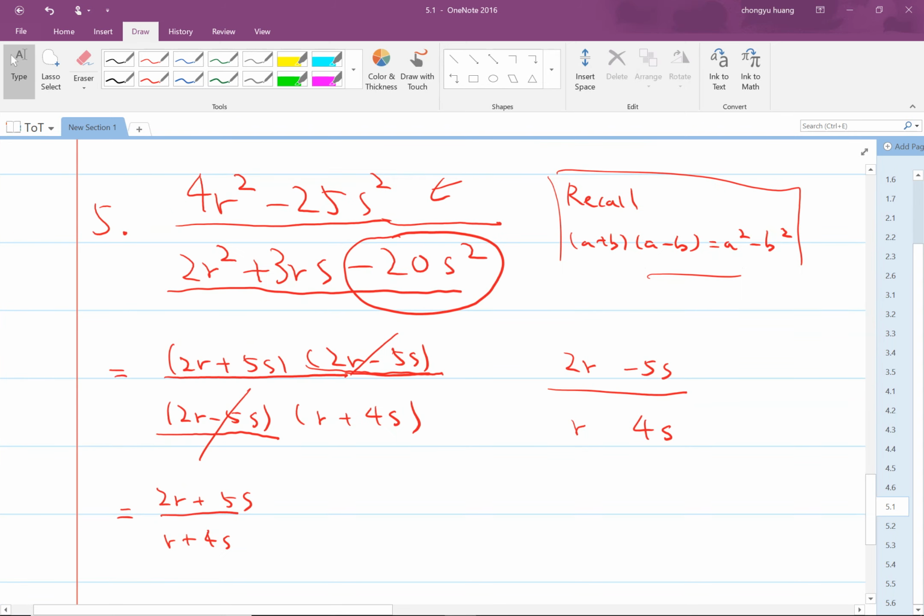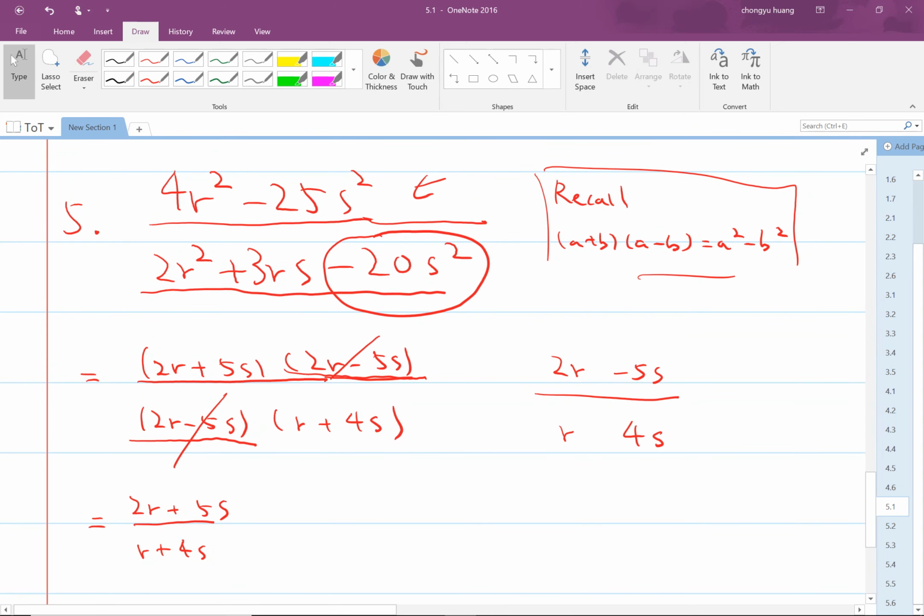The major thing in order for you to solve this question is using different kinds of methods to factor out first. That's basically what we do over here. We try to factor out the denominator and the numerator, and then we cancel the terms, and then we finish the simplification. So the answer over here is 2r plus 5s over r plus 4s. You can see we can no longer simplify any more than that.